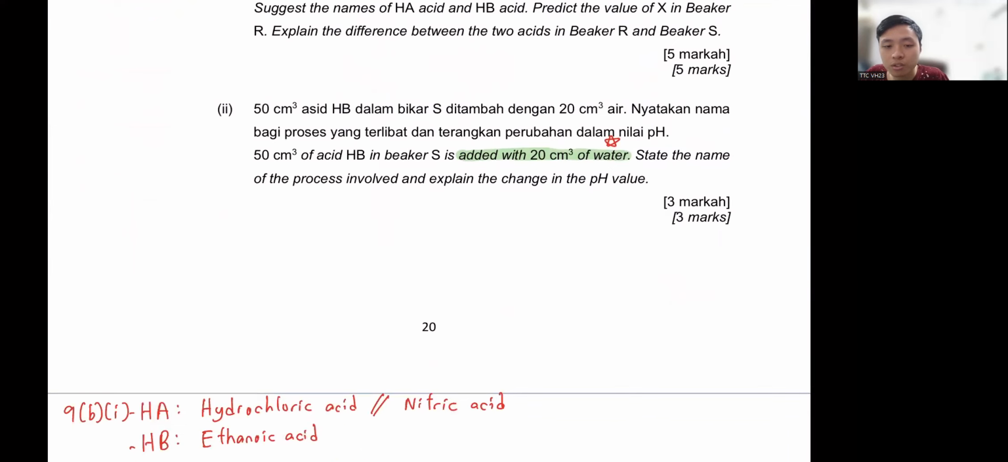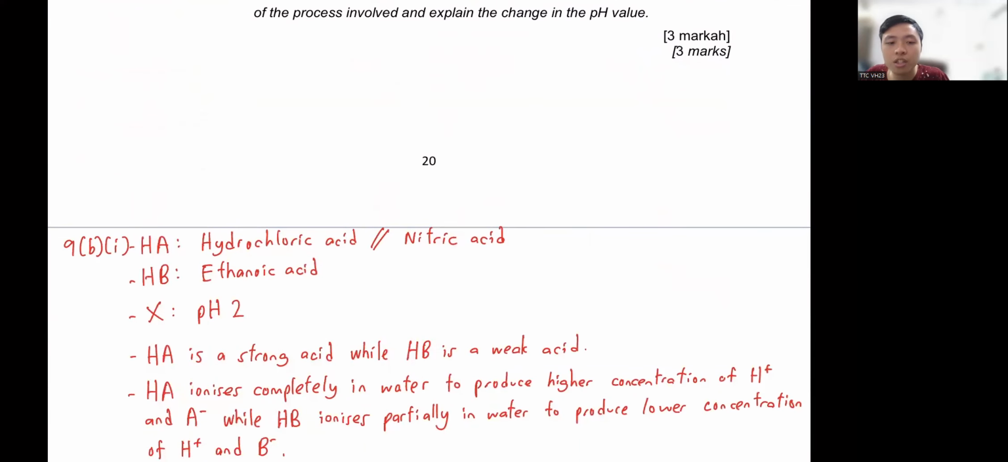Explain the difference. You can say HA is hydrochloric acid or nitric acid, which is also accepted. HB is ethanoic acid. X is pH 2 based on the formula. I think pH 1 or pH 2 is accepted, even though the question didn't change. It should be accepted because I think the question is not very accurate.